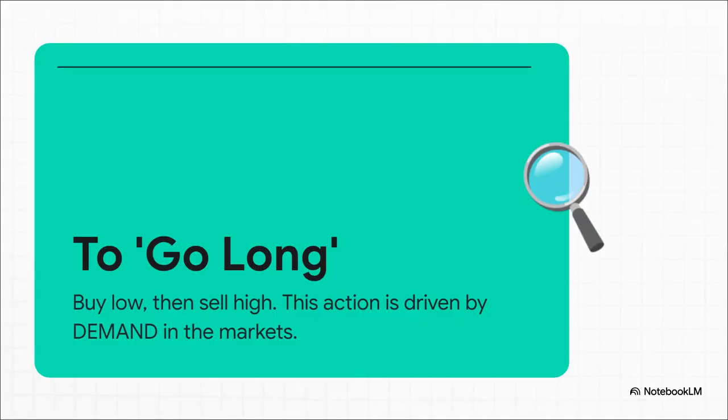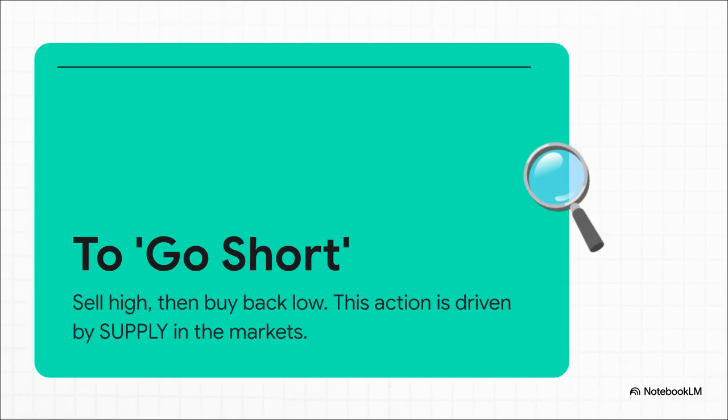All right, so the first one is probably what you already think of when you think about investing. It's what traders call going long. This is the classic strategy. You buy an asset, you hope its value goes up, and then you sell it for a profit. The whole thing is fueled by demand. The more people want to buy, the higher the price tends to go.